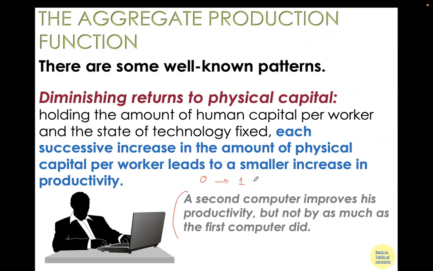Now just imagine you get some money, or your parents or whoever just give you a second one, either a car, computer, or cell phone. Now, if you look at the productivity gain from 1 to 2 compared to the gain from 0 to 1, clearly the second one is going to bring you less benefit, right?